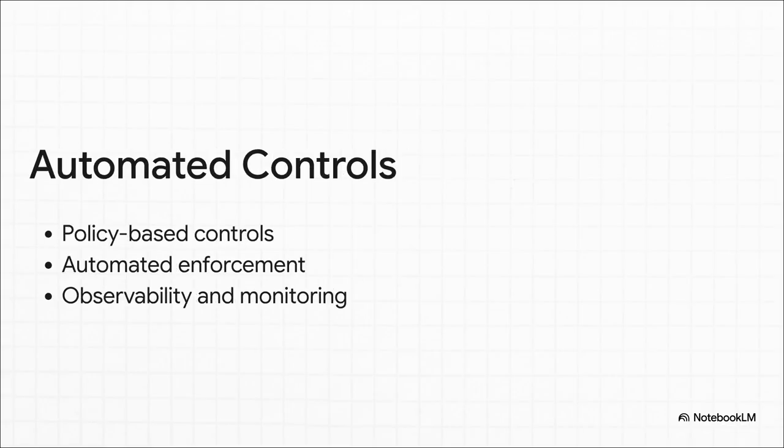Building right on top of that, we also rely heavily on policy-based controls. We're moving away from slow manual approvals and really embracing automated enforcement that scales with the cloud. And finally, comprehensive observability and monitoring. We track all actions and use sophisticated tools to spot abnormal behavior across the entire ecosystem.